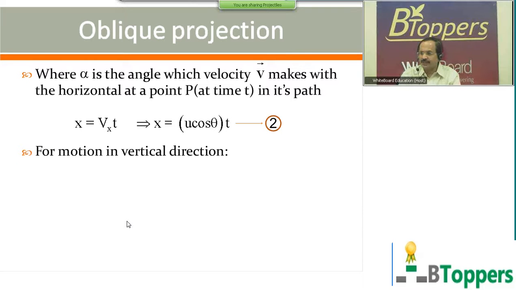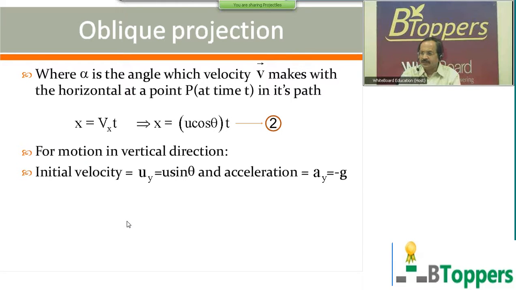For motion in the vertical direction, we can write the initial velocity in the vertical direction denoted by uy, that is equal to u sin theta, and acceleration in the vertical direction denoted by ay equal to minus g. So acceleration is constant in the vertical direction. Those who want to copy the notes can pause and copy the notes now.